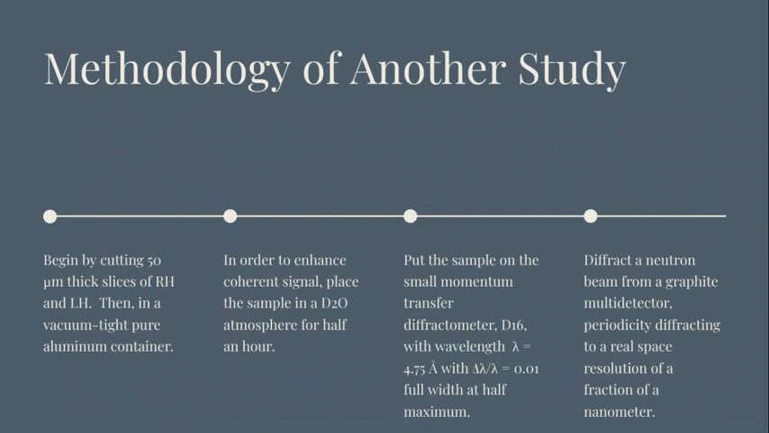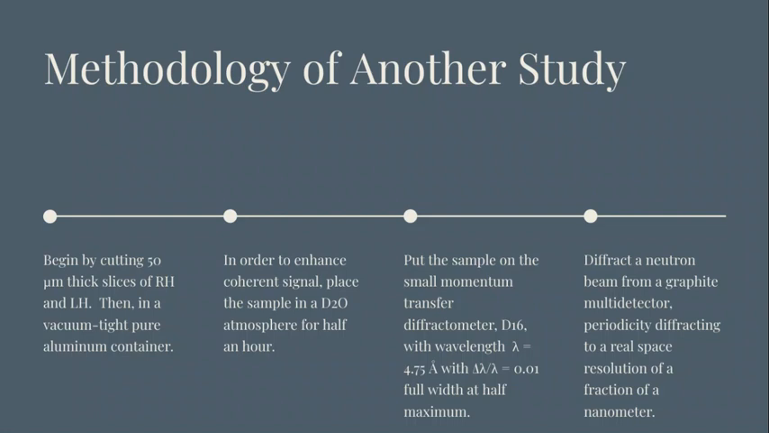Another experimental research was conducted at room temperature in a small momentum transfer diffractometer. This device, also called D16, is a diffractometer that uses a neutron beam from a graphite multidetector, which is used to study structures of 50 angstrom, periodically diffracting to a real space resolution of a fraction of a nanometer. In order to enhance coherent signal, the sample was left in a deuterium oxide atmosphere for half an hour.